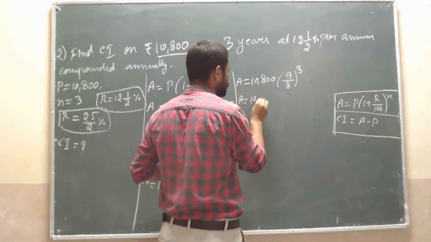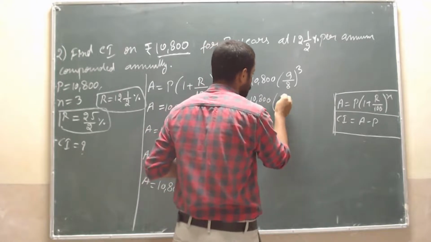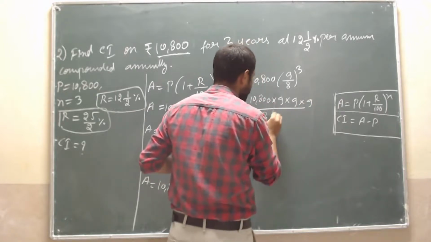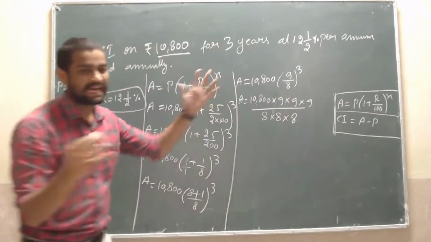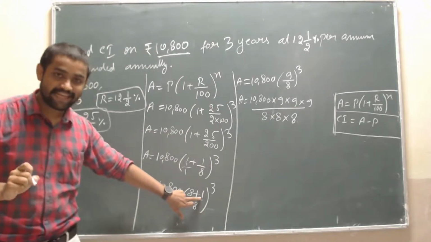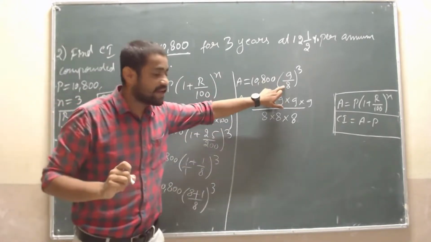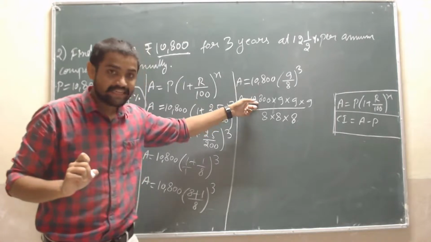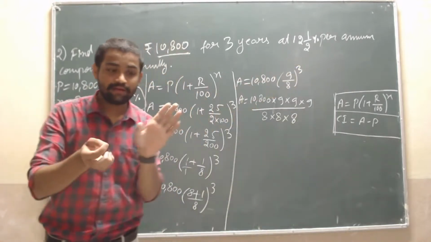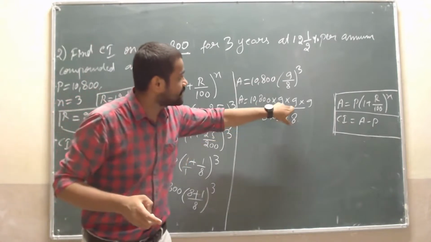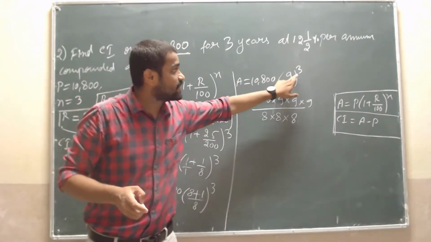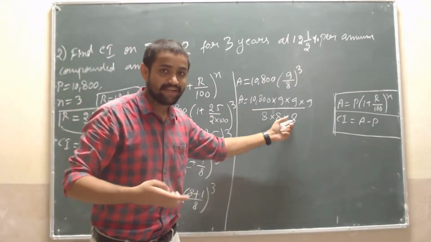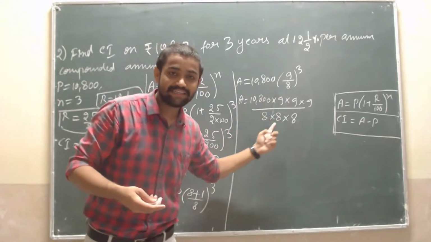Then A is equal to 10,800, 9 into 9 into 9 divided by 8 into 8 into 8. See here. 8 plus 1 is 9, and here is 8. It becomes 9 by 8 whole cube. Okay, students. Then 10,800 is here. Sir, 9 cube is equal to 9 into 9 into 9, and here 8 to the power of 3 is equal to 8 into 8 into 8. Then multiply these 3 and divide these 3.